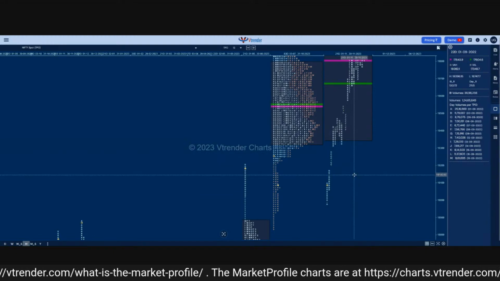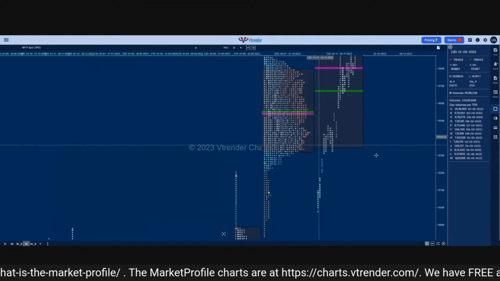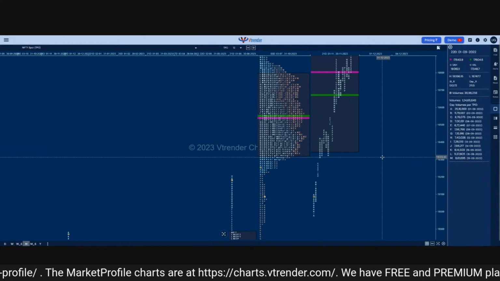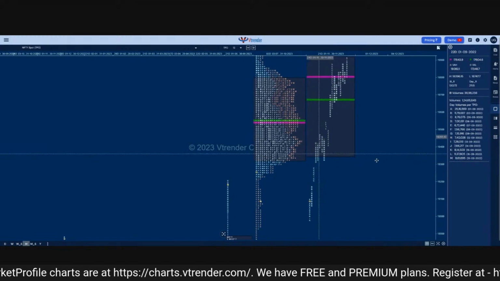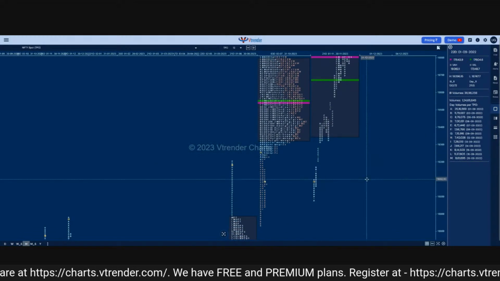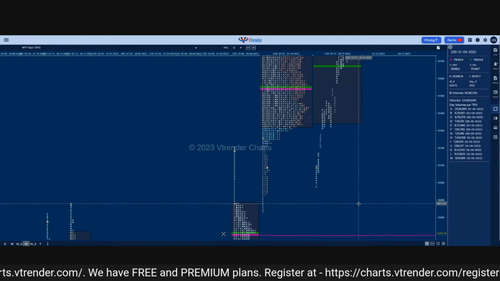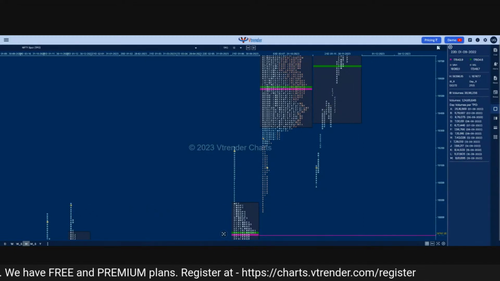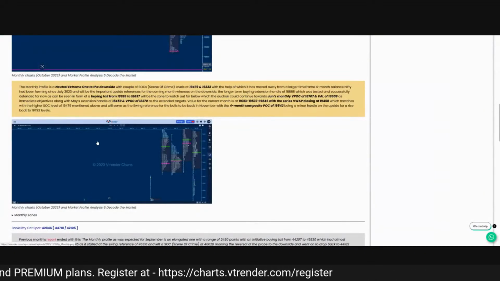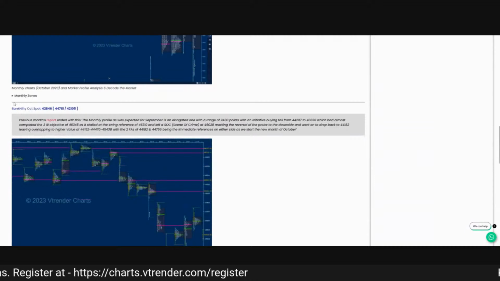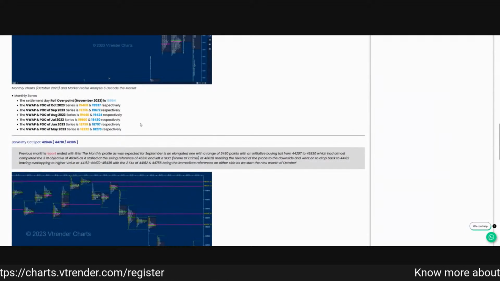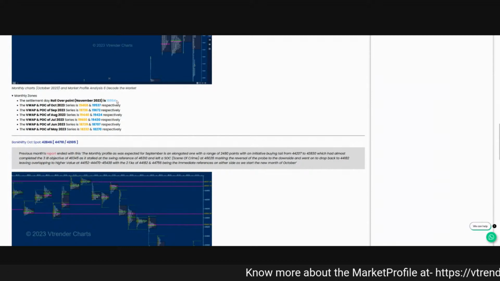So I'm just doing a quick revision of what happened in November and how we can look forward to what can happen in December. So when we closed in October, we had these references which I have given in this monthly chart. We have a section called monthly zones. So we have the settlement day rollover point. This was the rollover point on expiry day, it was 26th October.